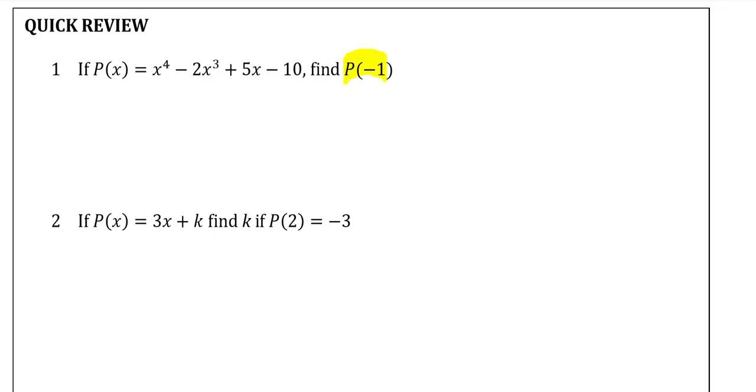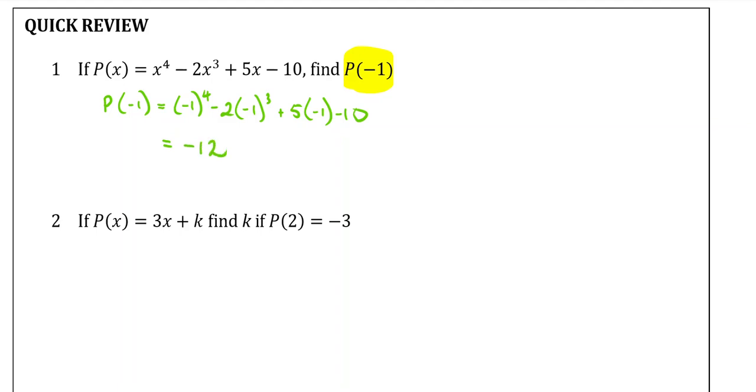So if I'm wanting to find what p of -1 is, that means I want to sub the -1 into the x for the equation that I've been given. So p of -1 will be equal to -1 to the power of 4 minus 2 lots of -1 cubed plus 5 times -1 minus 10. And then you simply calculate the right-hand side of that. So that's equal to -12.